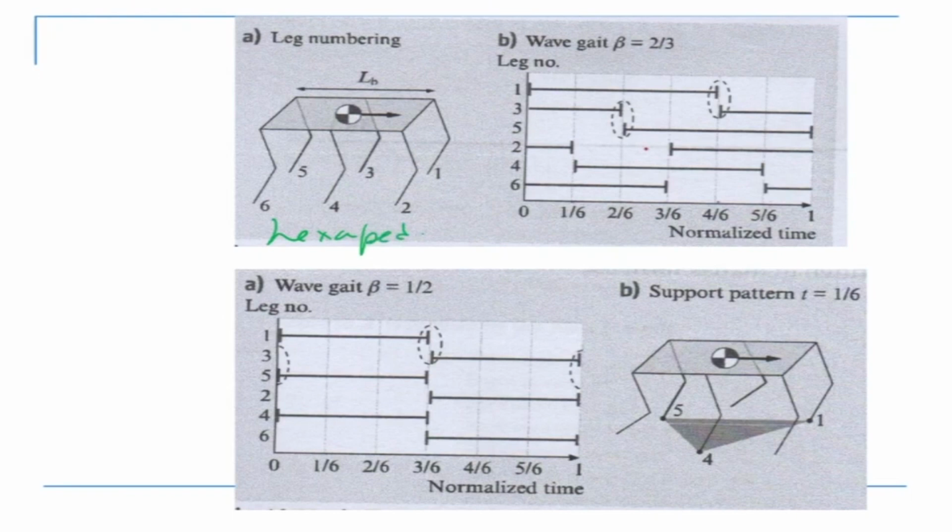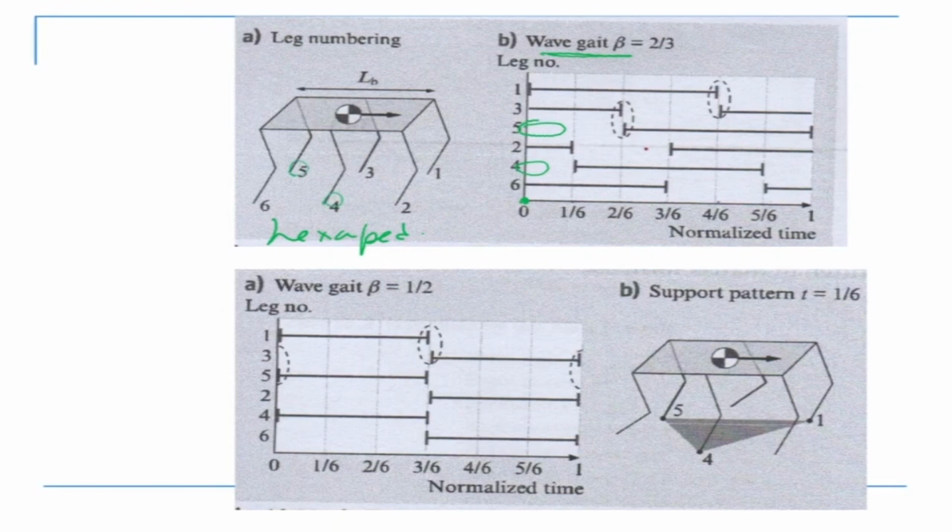Okay, so this is a hexapod having 6 legs. Now in this 6-legged robot, we have a wave gait, which has a beta of 2 by 3. In this case, at this instant, you see that there are 2 legs in air. This is in air and that is in air. So legs 5 and 4 are in air.